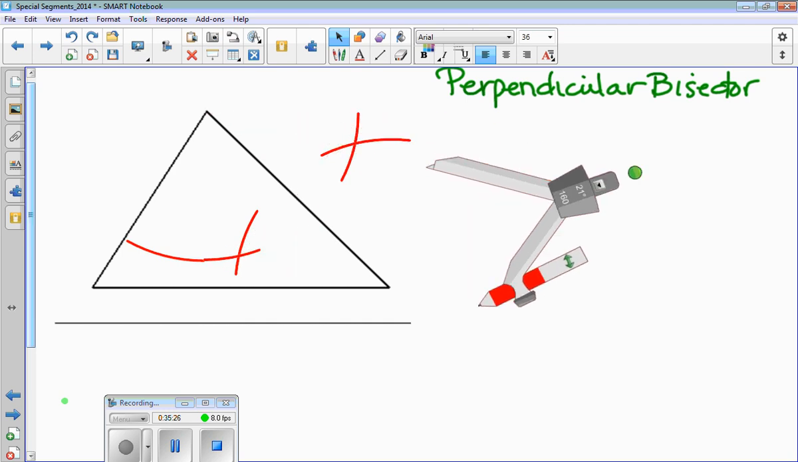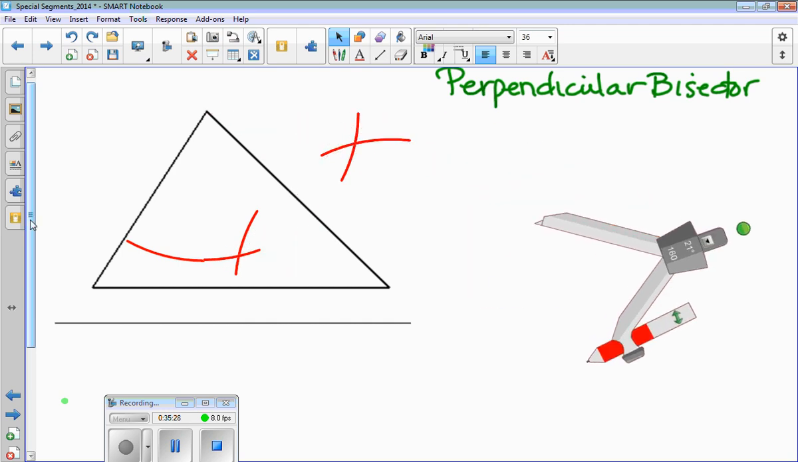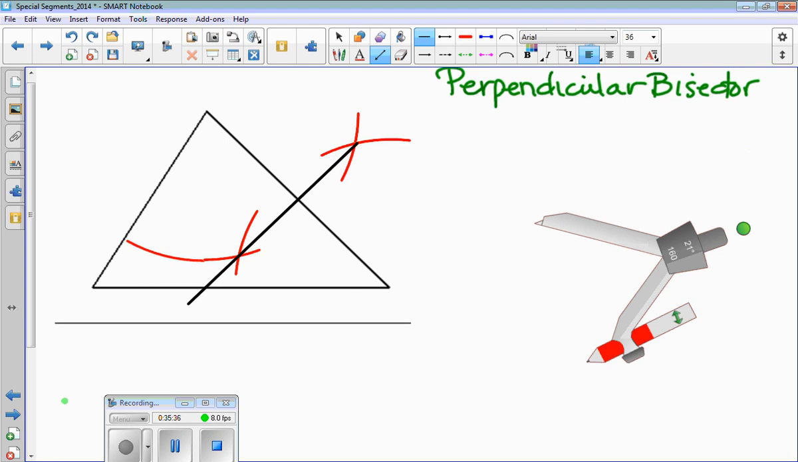And what I'm going to do is simply connect them, because perpendicular bisectors do not pass through a vertex, do they? So that's your perpendicular bisector. Done. That's easy. So I just connect them. So you don't have to do this on both sides? Yeah, I want you to do two of them.